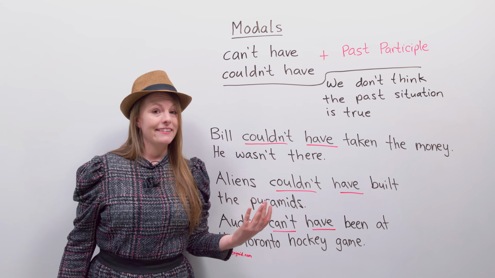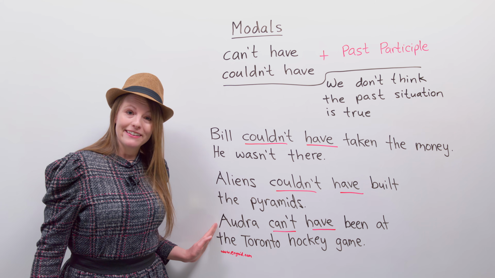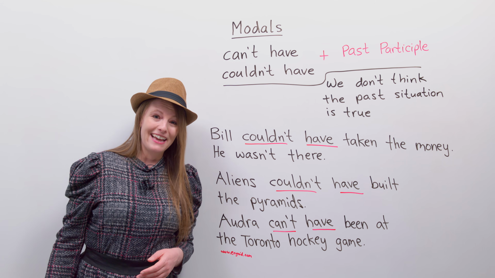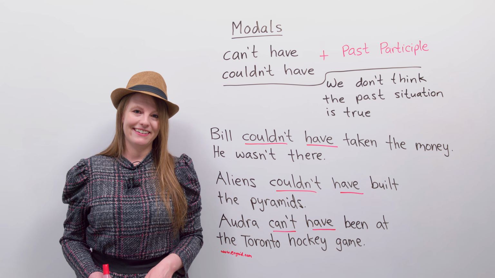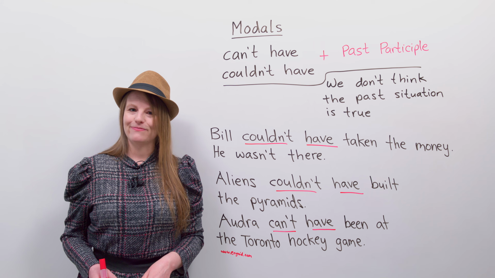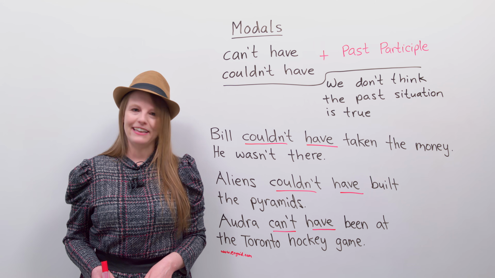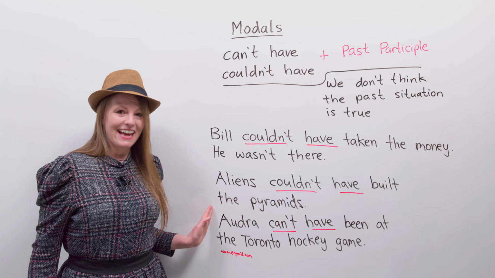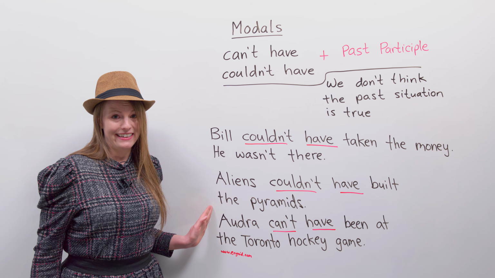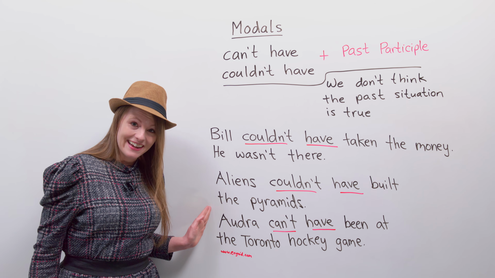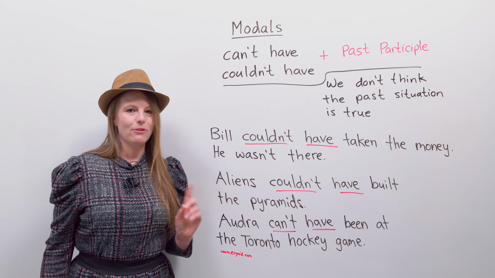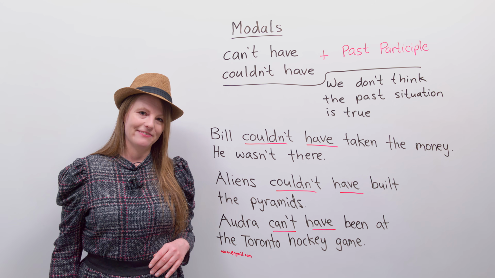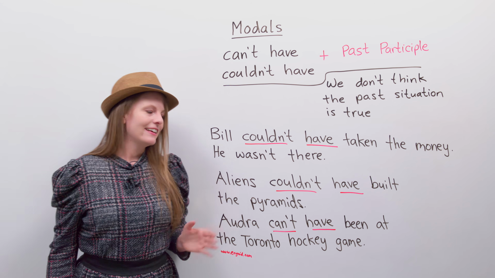Okay, let's look at one last example of this. My sister Audra. Some people said Audra was at a hockey game in Toronto last night. Now, I don't believe this is true. Audra was definitely not at a hockey game last night. How do I know? Well, Audra can't have been at a hockey game last night because she lives in the USA and she would have called me. So I know Audra was not in Toronto. She couldn't have been in Toronto last night. She lives in the United States.